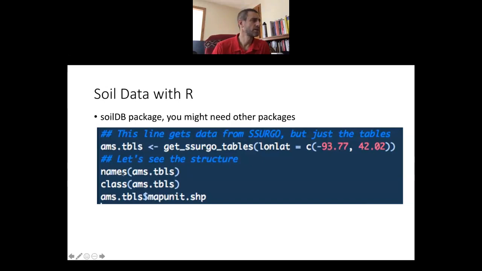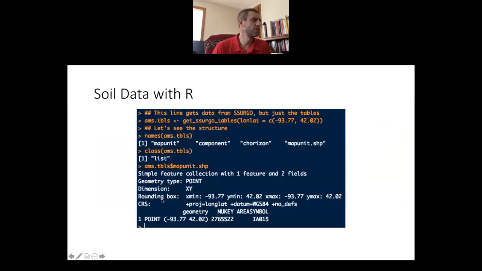And you see here that I'm using the names function on this object just to see what kind of things we have in there, what kind of object it is using the class function, and then what do we have in terms of the spatial component. So this is what happens when you run that in R. This function takes a few seconds to run, which retrieves the data. It performs a query to the Sorgo database, and it just brings that data into R. It is going to have 4 objects within this structure: a map unit, component, C horizon, and the map unit shapefile that was just described.